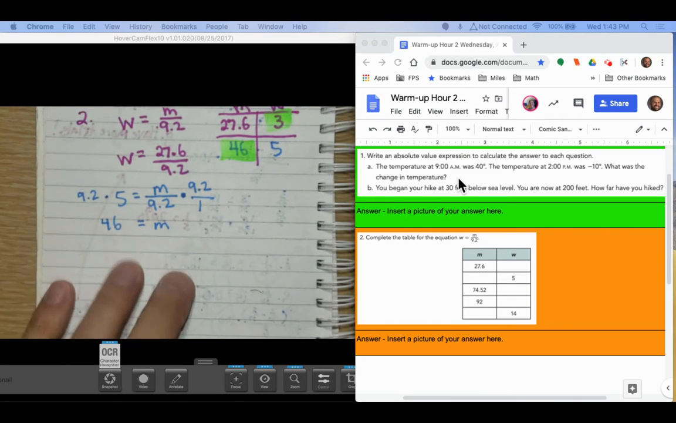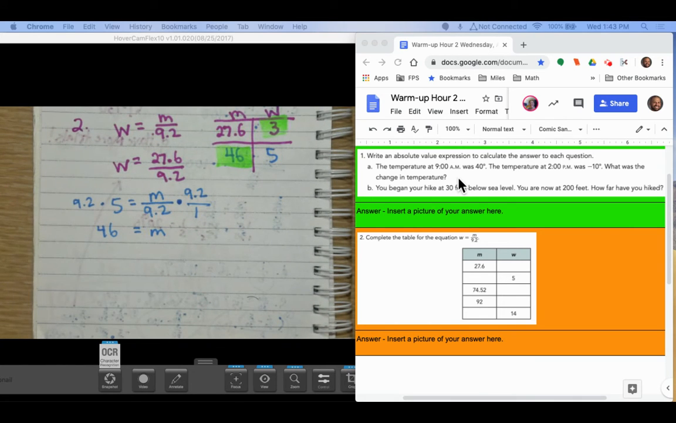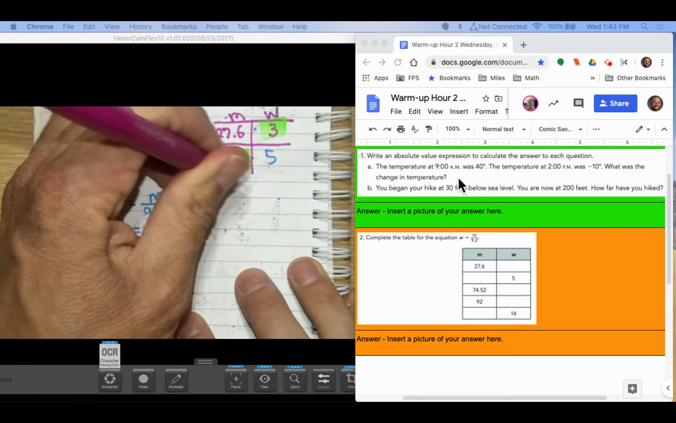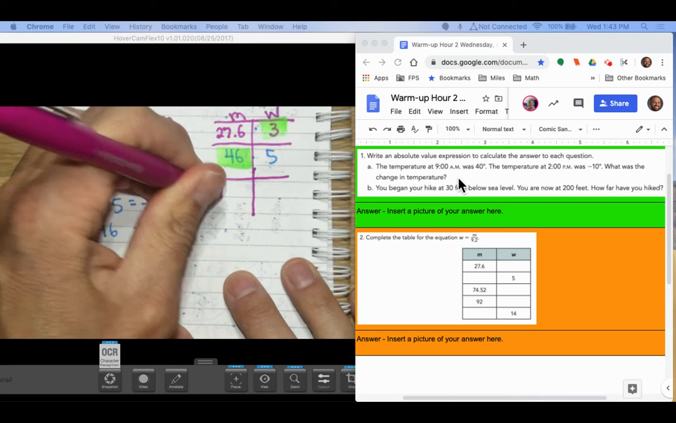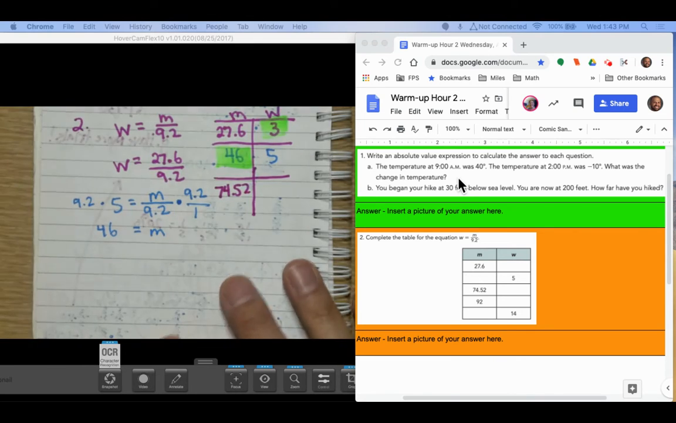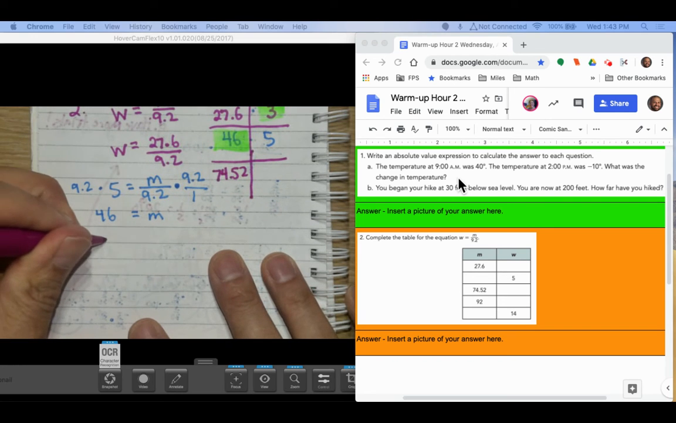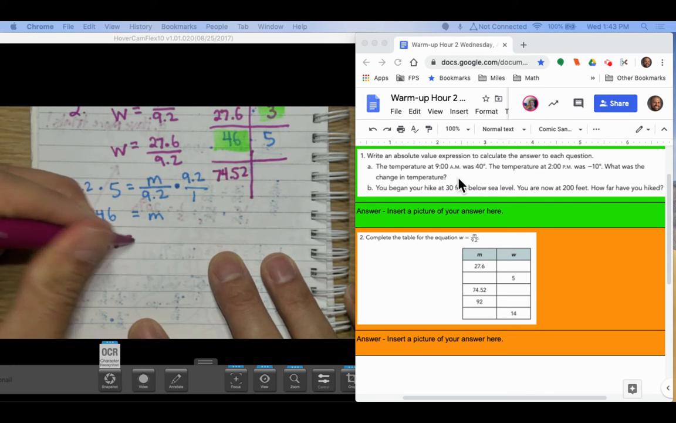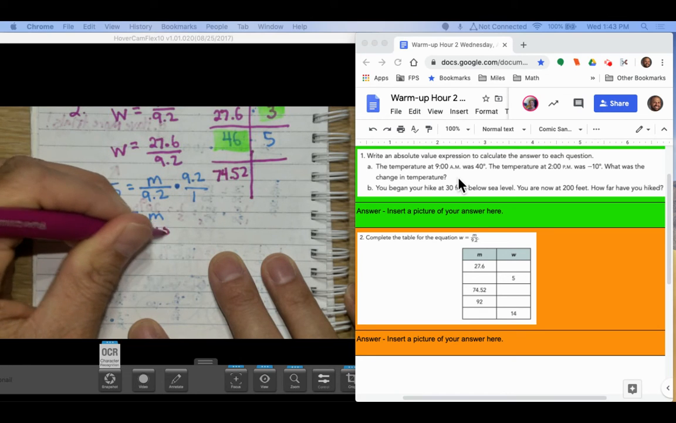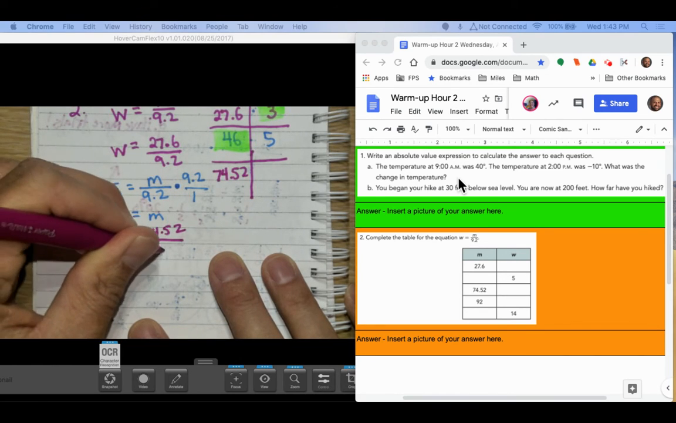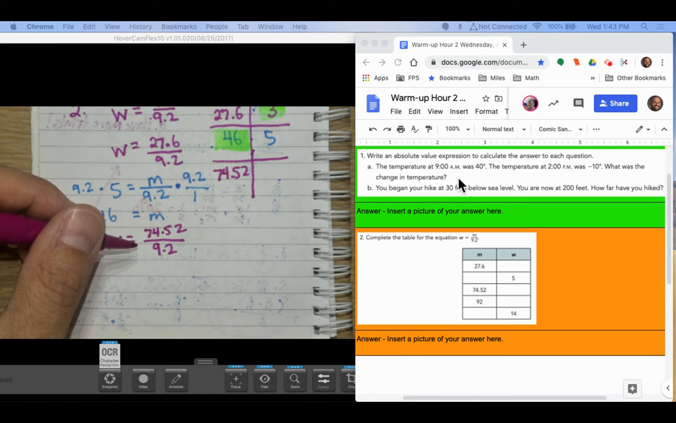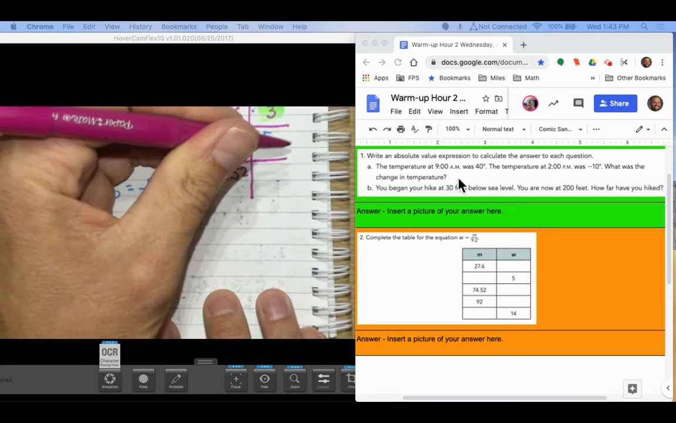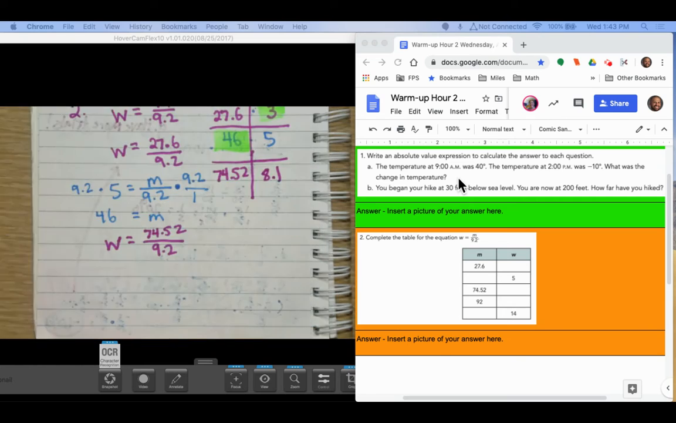Now I am looking and they give me M again, and this time, the third time through, they say M is going to be equal to 74.52. All right. Again, I look at my equation. I'm going to put the 74.52 in for M, and it's going to be divided by 9.2. And then I can divide: 74.52 divided by 9.2 gives me an answer of 8.1.